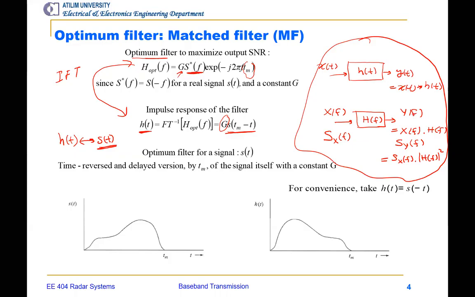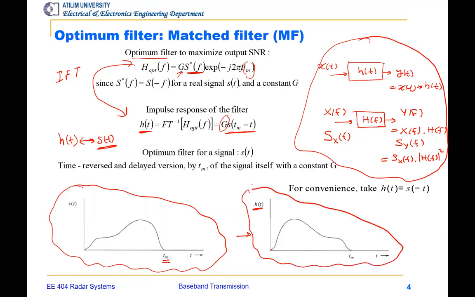As an illustration, at the bottom, we can see an arbitrary signal here, whose duration is Tm, okay? And it's an arbitrary signal. So its matched filter should have an impulse response, which is simply the mirror image of the signal, okay? So you see, this is the mirror image of the signal. Additionally, there is going to be a delay by Tm. It's not shown in here, but just the reverse of this.